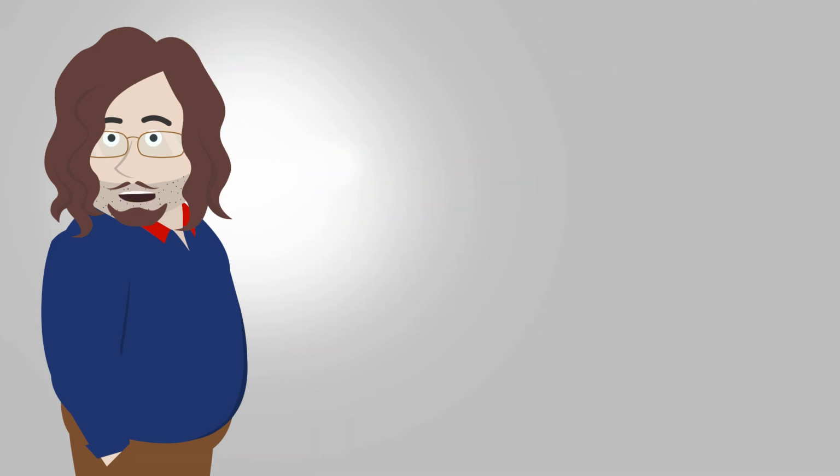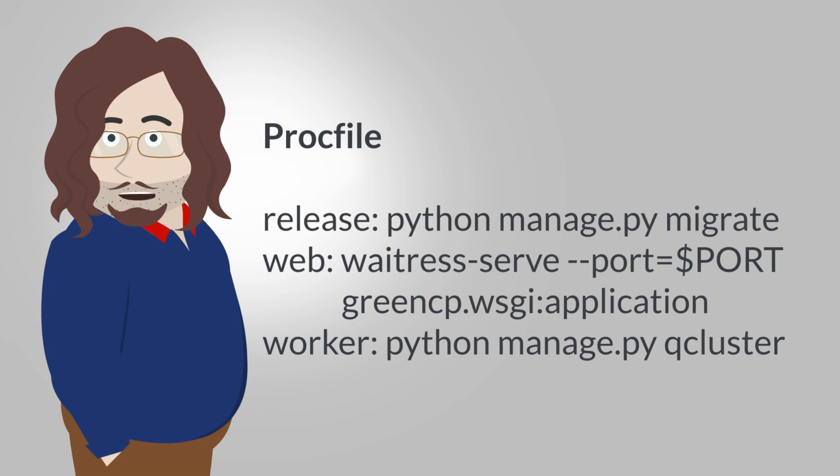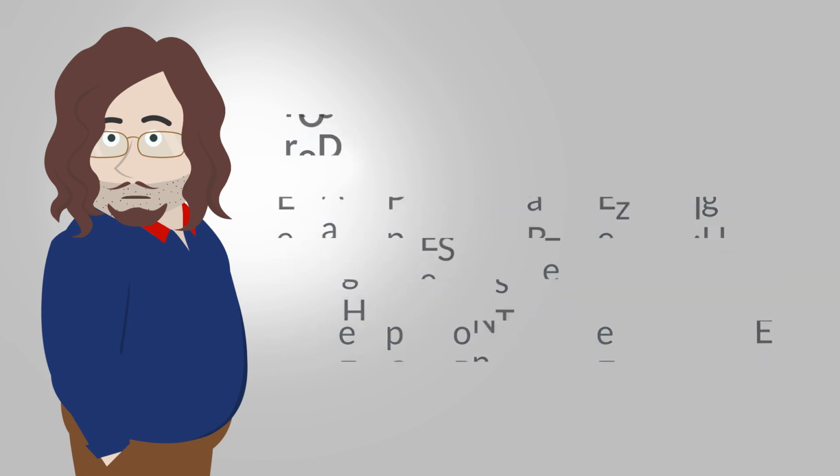So, let me move on to the real topic here. What is actually happening? Procfile describes how the image should be run. In this case, it says that during the release, database should be created or updated. The second line, web, says which process is responsible for responding to client inputs. The third, worker, says that there is a process running in the background.